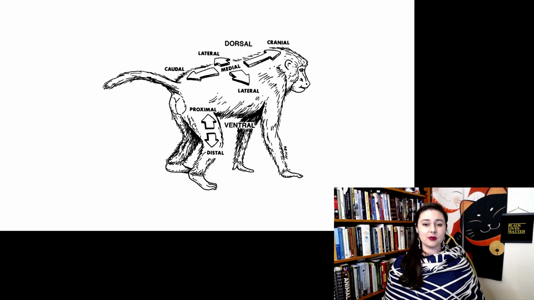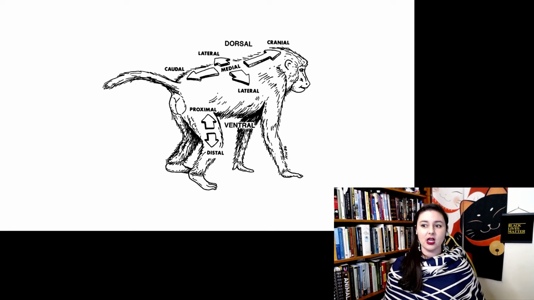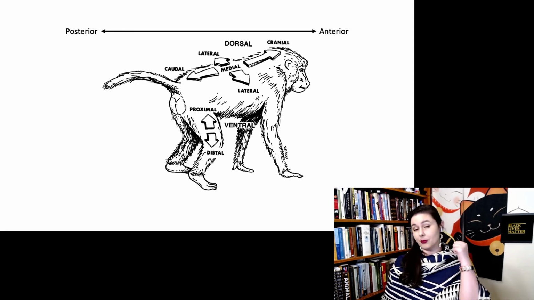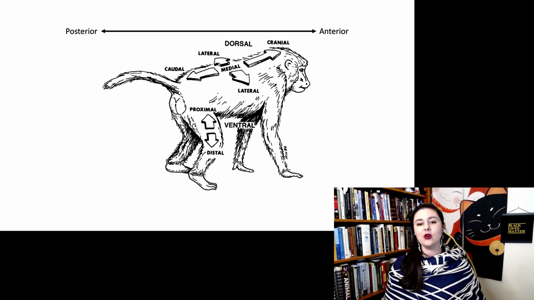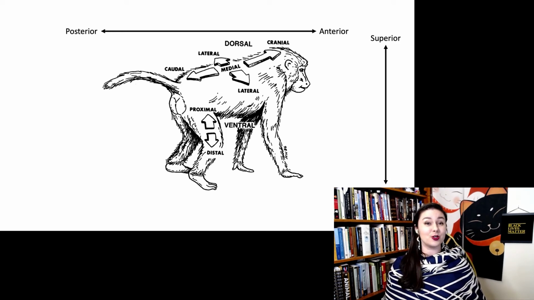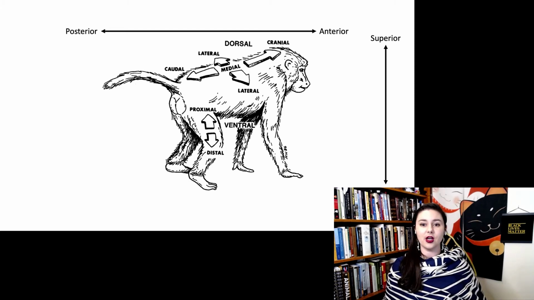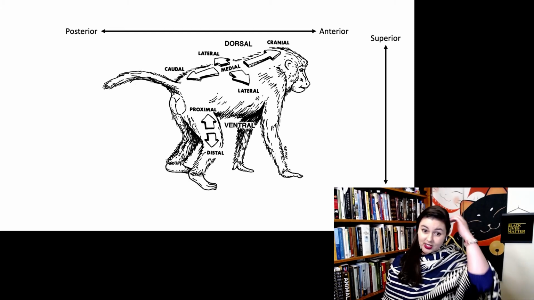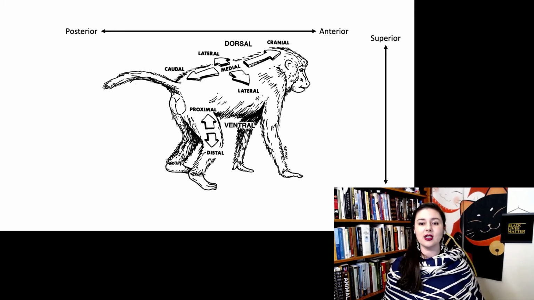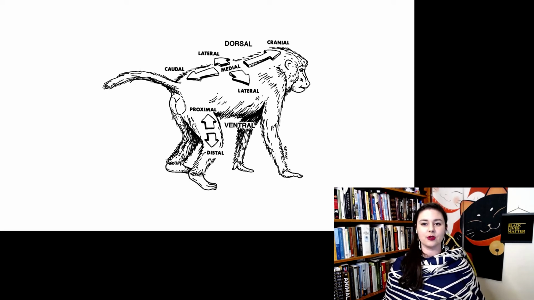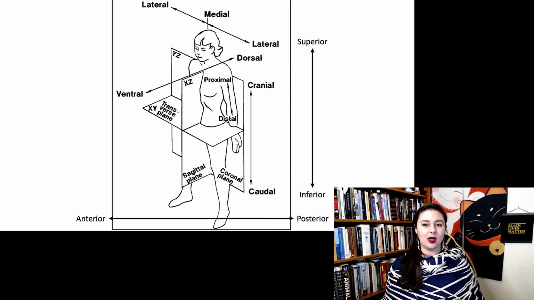But now this monkey, he's on all fours, so he's oriented a little bit differently. So here, anterior still means in front of this monkey and posterior is behind. And now that is different than superior and inferior because superior means above and inferior means below. And here we have cranial towards the head and caudal towards the tail, and that's actually the same as anterior versus posterior, unlike in this previous one, where superior and inferior are the same as cranial and caudal.